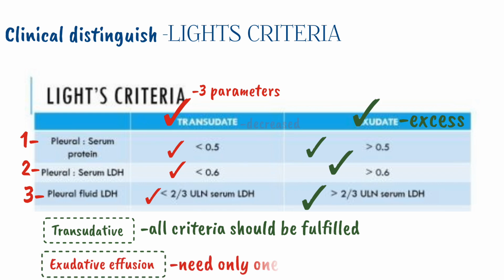For example, if a patient presents with pleural fluid LDH to serum LDH less than 0.6 and pleural LDH less than 2/3, but the pleural fluid protein to serum protein ratio is greater than 0.5, then two criteria are fulfilled for transudative, but one is for exudative. In such a case, we consider that the patient has an exudative effusion, because for exudative effusion, according to Light's criteria, only one criterion needs to be met.